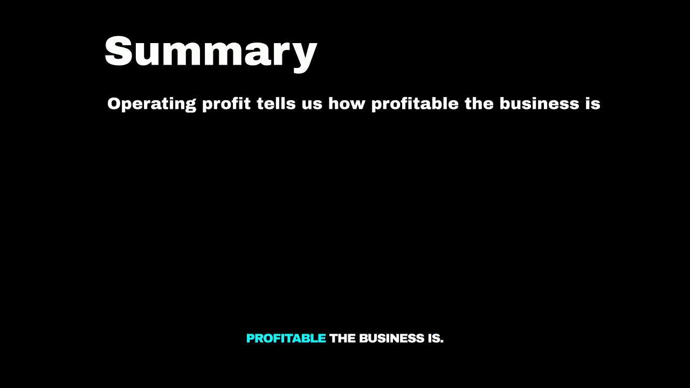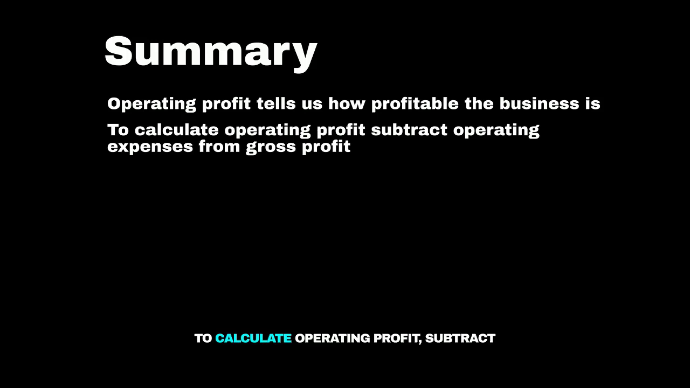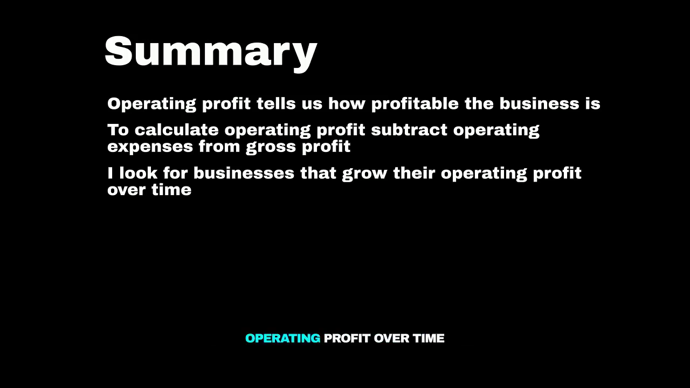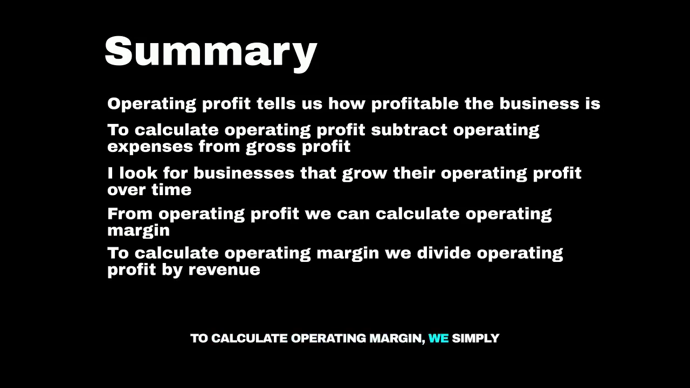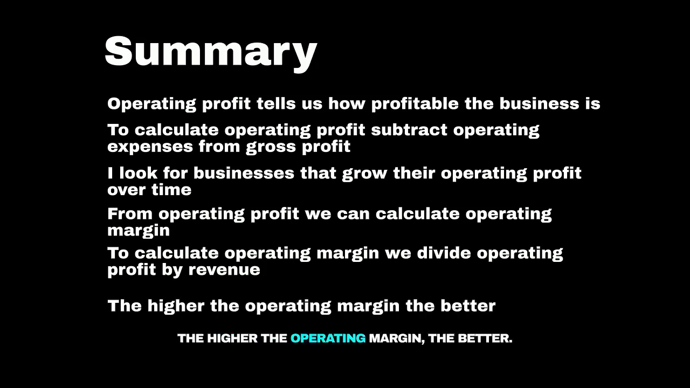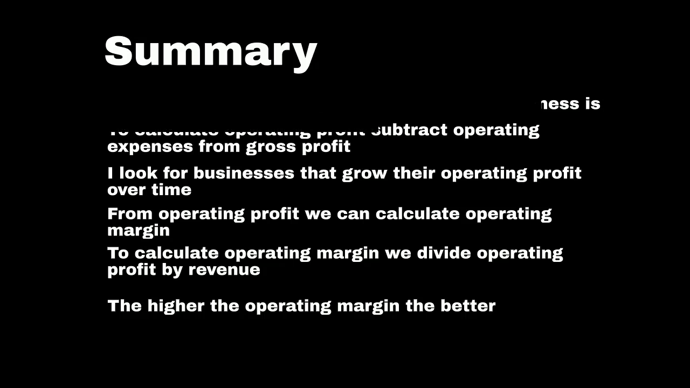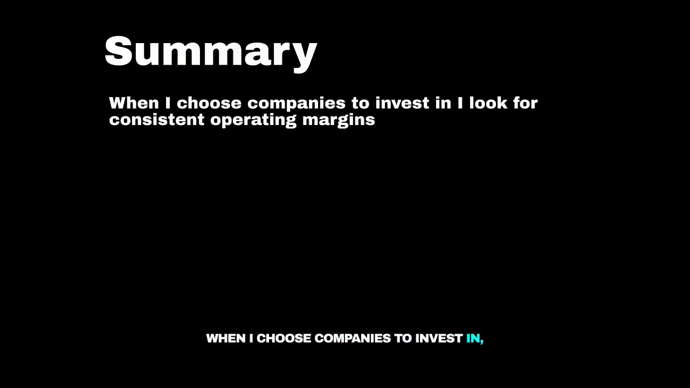Let's summarize. Operating profit tells you how profitable the business is. To calculate operating profit, subtract operating expenses from gross profit. I look for businesses that grow their operating profit over time. From operating profit, we can calculate operating margin. To calculate operating margin, we simply divide operating profit by revenue. The higher the operating margin, the better. When I choose companies to invest in, I look for consistent operating margins.